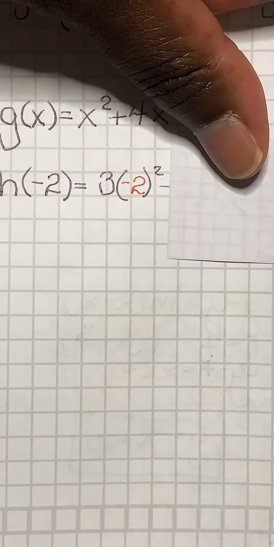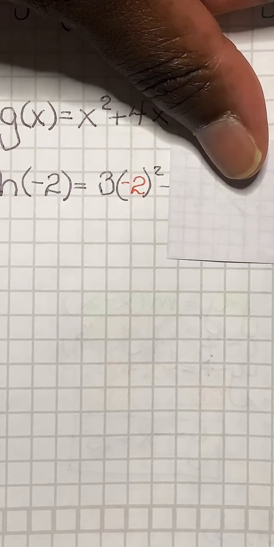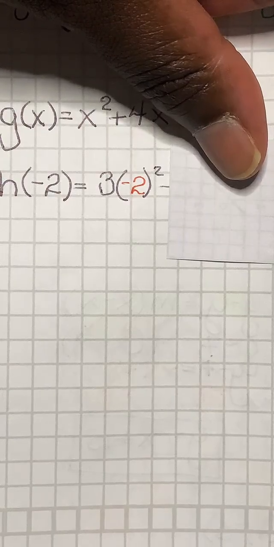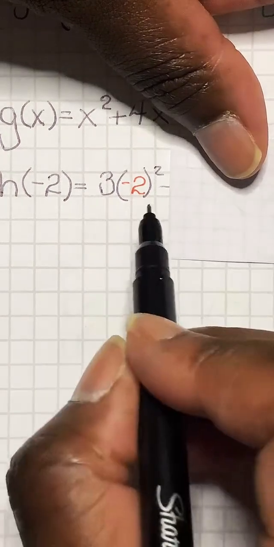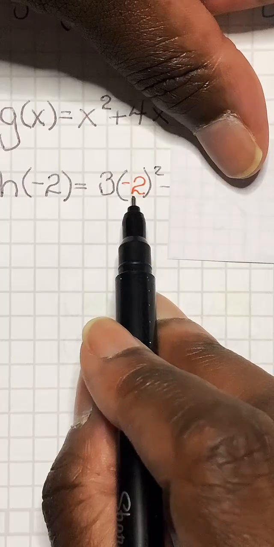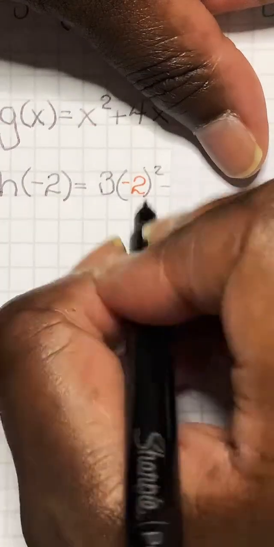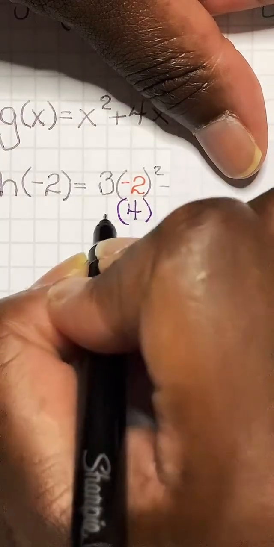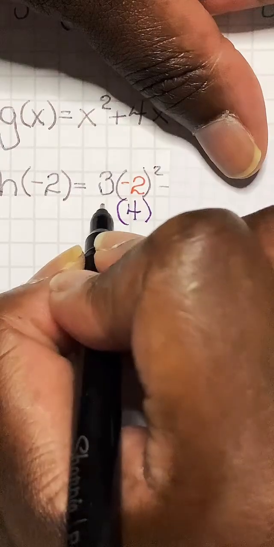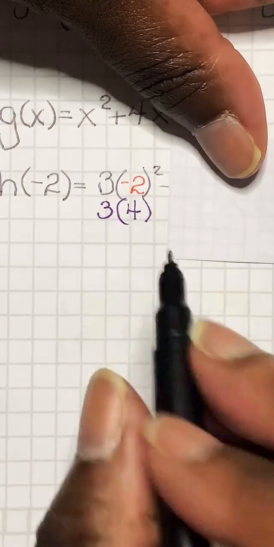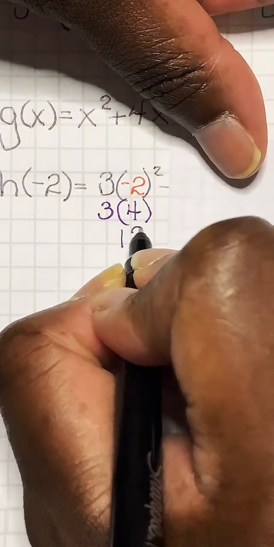Square the negative 2. Good. That 4, the exponent. Good. The square. Excellent. Okay, negative 2 squared. Here we go. Negative 2 squared is negative 2 times negative 2, so that gives us a positive 4. Once you get that 4, then the 3 that's on the outside, you multiply the 3 and the 4, which gives us 12.